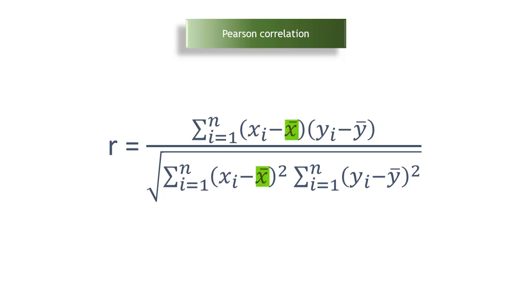Here, x bar is the mean of the x values, and y bar is the mean of the y values. The character n represents the sample size. Later on, we'll show you how to calculate the Pearson correlation using Genstat.